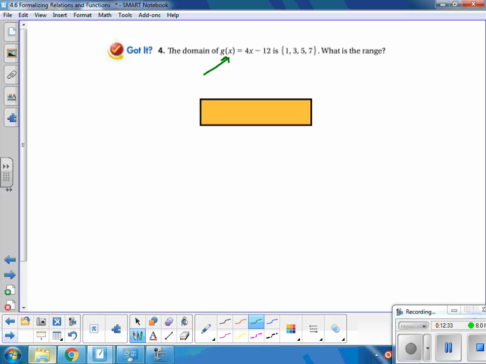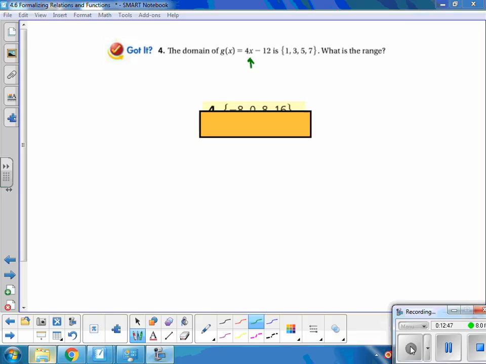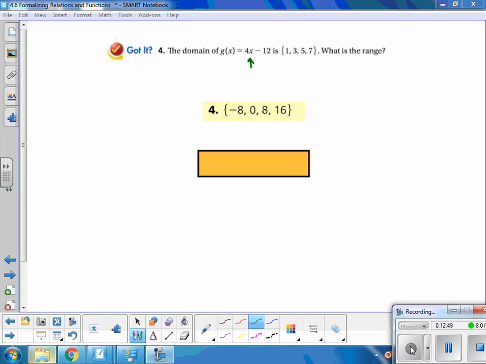All right, so we've got a function here. I've got my domains. I want you to find the ranges. Press pause. All right, when you substitute in 1, 3, 5, 7 into x, these are the different solutions you get. Negative 8, 0, 8, and 16. You might have got them in a different order, but I rearranged them from least to greatest.